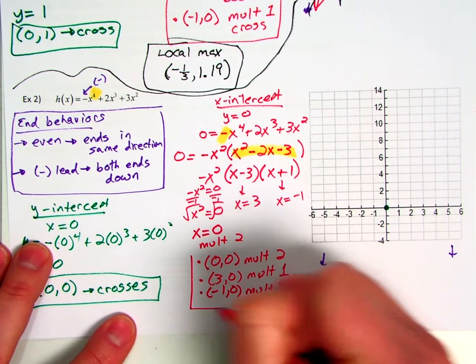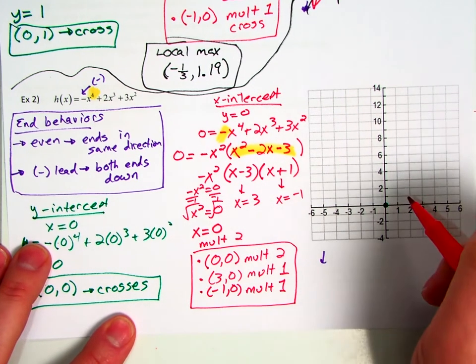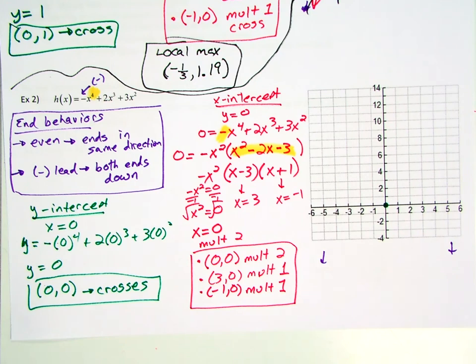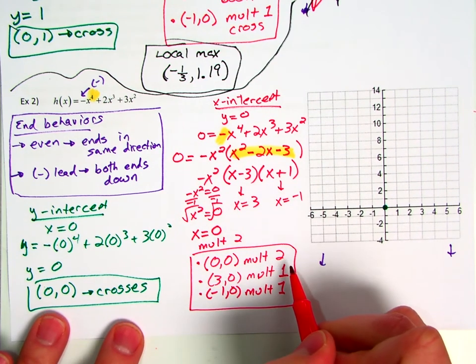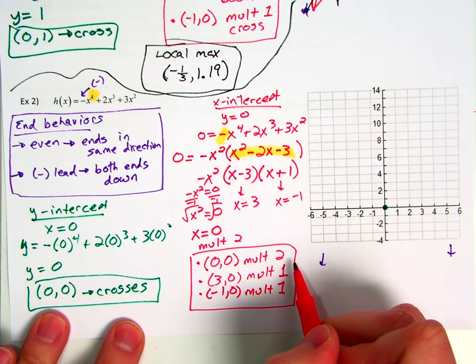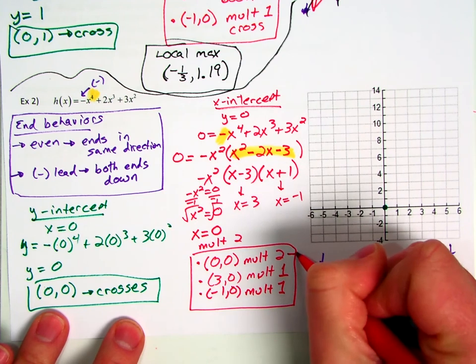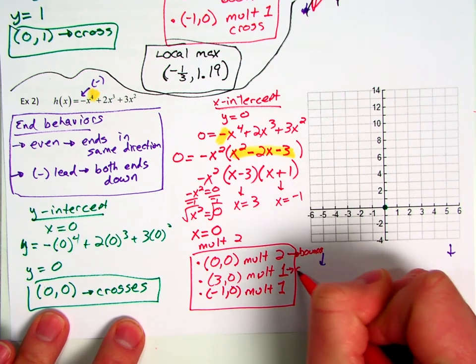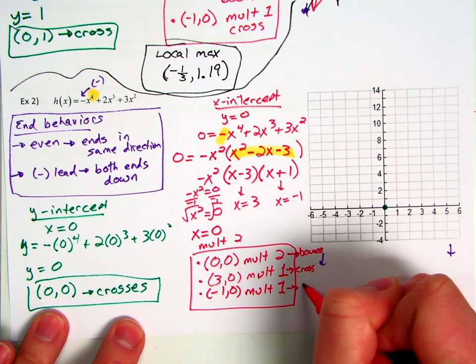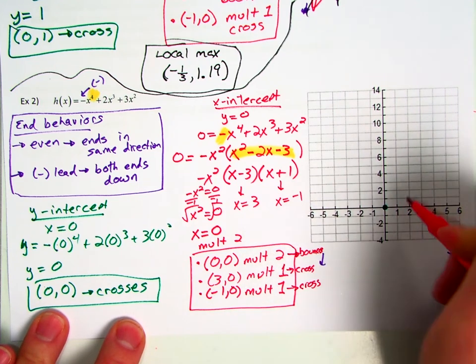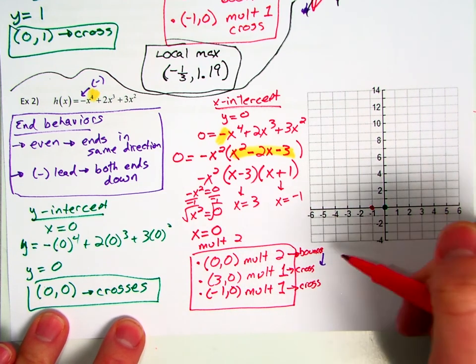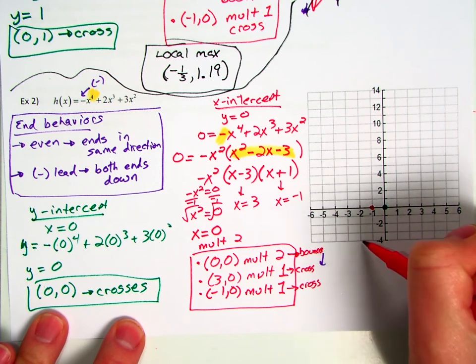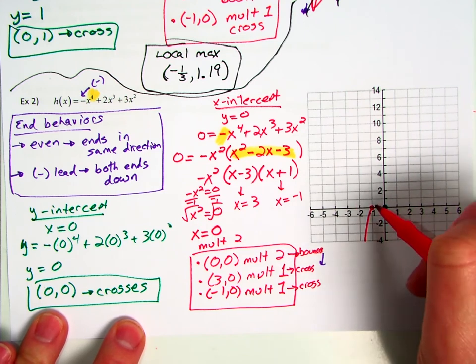So now I can plot those points, and I need to think about bouncing or crossing, right? If it is an even multiplicity, that means that it bounces. So this one bounces, this one crosses, and this one crosses. So at -1, 0, it's going to go across, and since it's coming from the bottom, we're going to go up through there, right? And then it's going to cross back here.